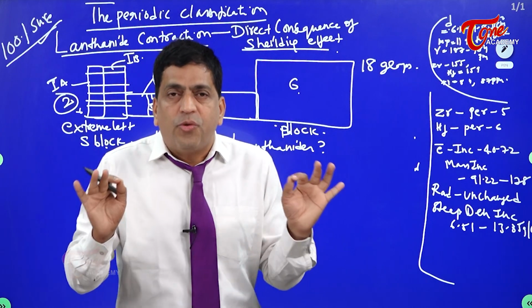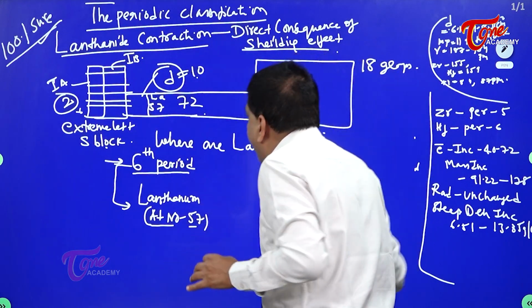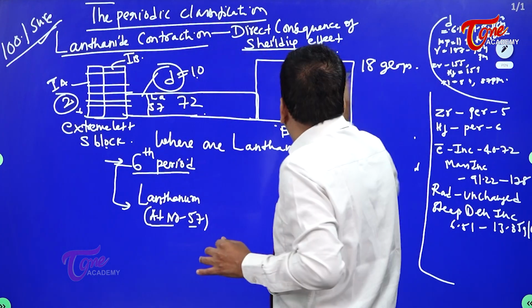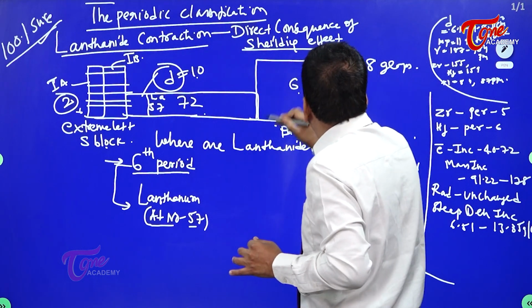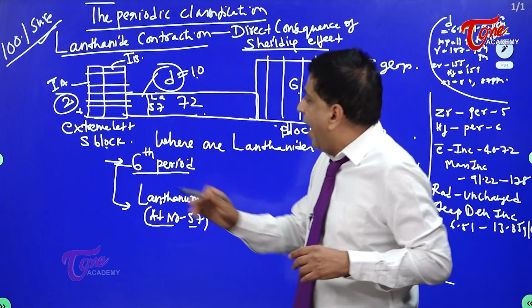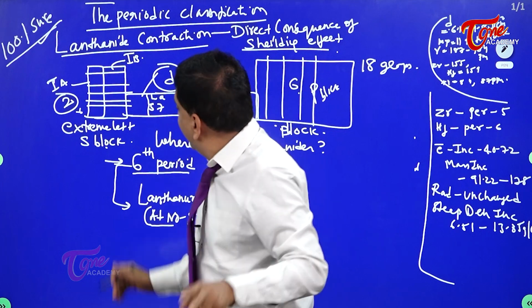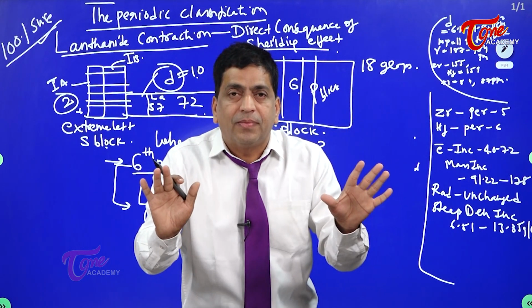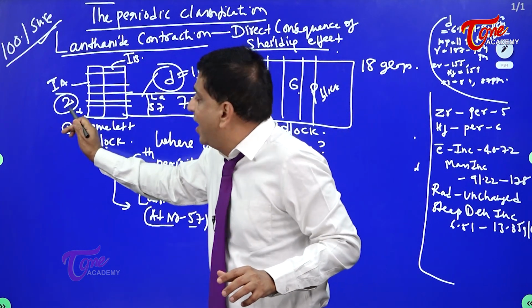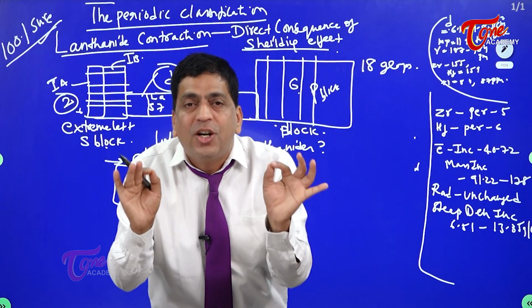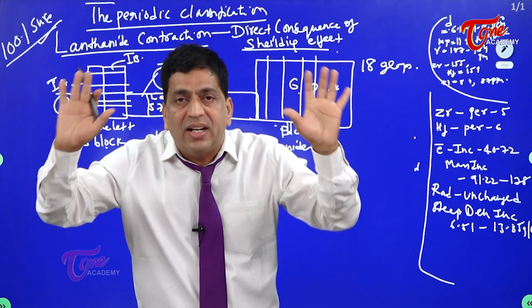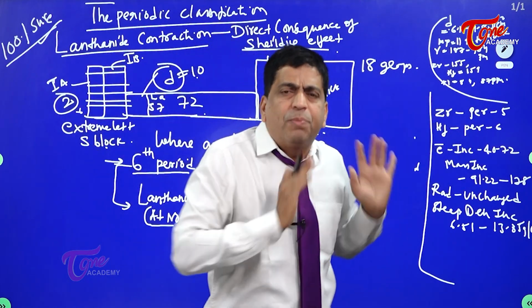Remember, this is the periodic table, this is the S block, this is the D block, this is the P block. P block has 6 groups, S block has 2 groups, D block has 10 groups. So the total is 10 plus 2, 12, plus 6 is 18 groups. We have no dispute in it. That is how the long form of the periodic table is. That is about groups. Now forget about groups.